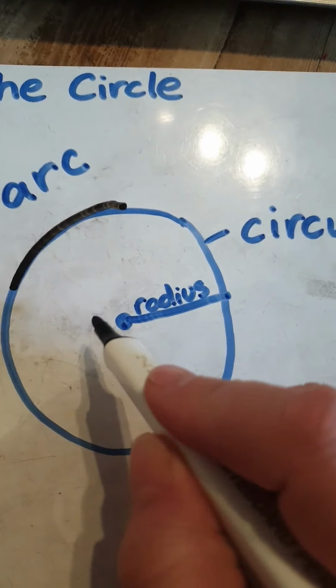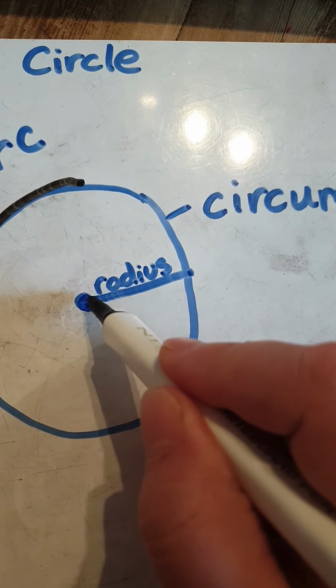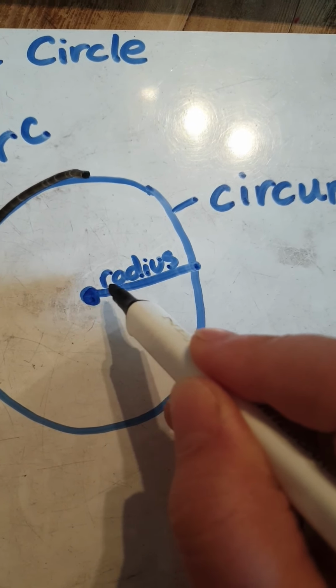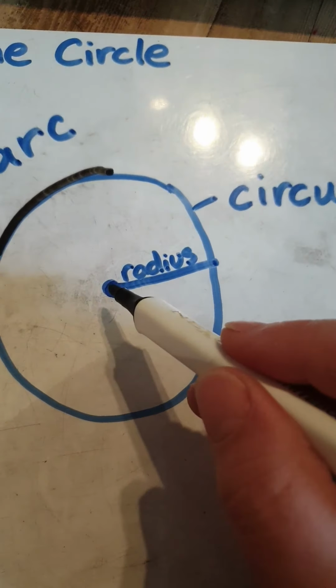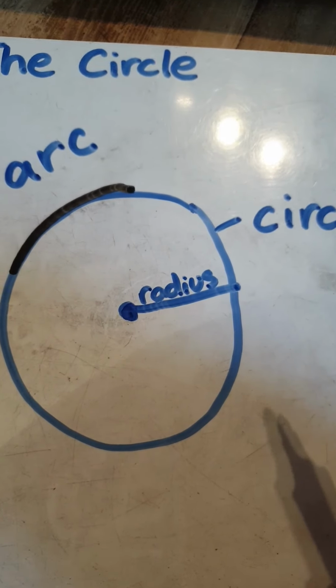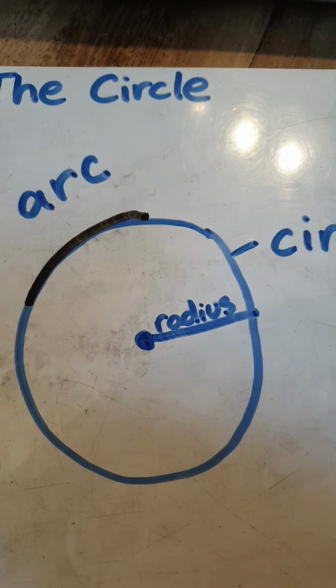The radius is any line that travels from the centre point to the circumference. It could be there, it could be here, it could be there. Any of those, that is called the radius.